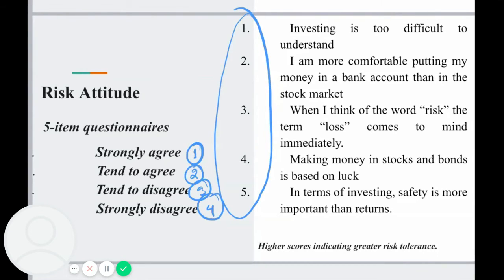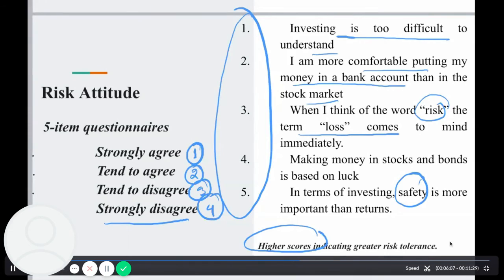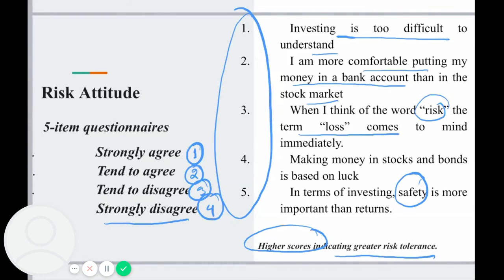So here are some of the questions: Investing is too difficult to understand. I'm more comfortable putting my money in a bank account than in the stock market. When I think of risk, the term loss comes to my mind. Making money in stocks and bonds is based on luck. In terms of investing, safety is more important than returns. So if a client responds, for example, strongly disagree, the point is 4. A higher score indicates greater risk tolerance for a client.